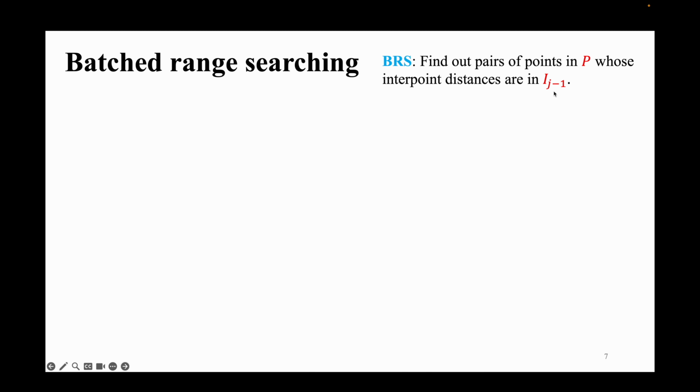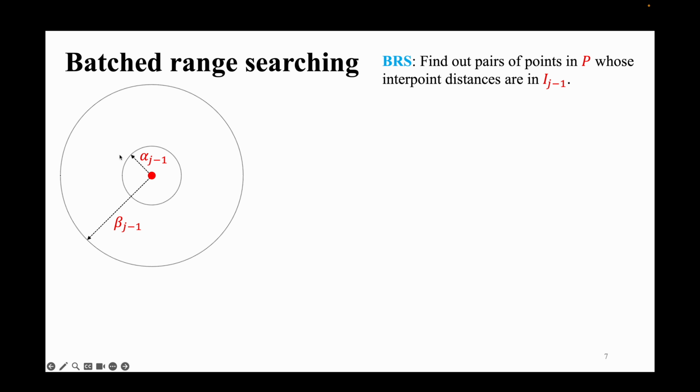The algorithm relies on a technique called batched range searching. We refer to it as BRS. The target of BRS is to find all the pairs of points in P whose interpoint distances are within a specific range, for example, I_{j-1}. Let's consider this red point in P. Basically, all the points whose distances to this red point are within range I_{j-1} must lie in this ring region, right? For example, these 3 blue points.